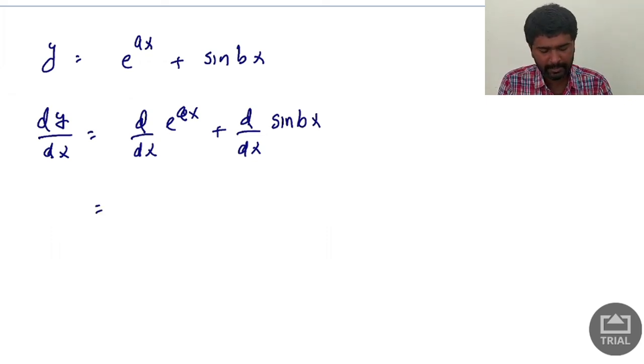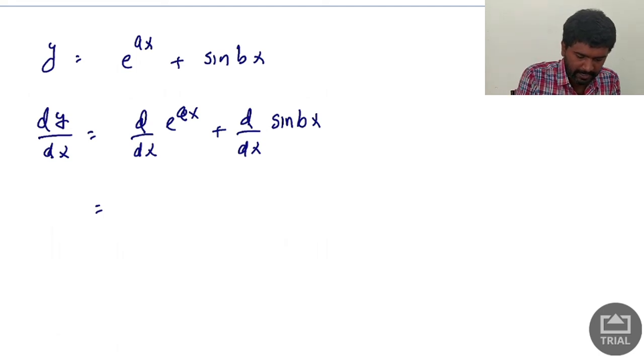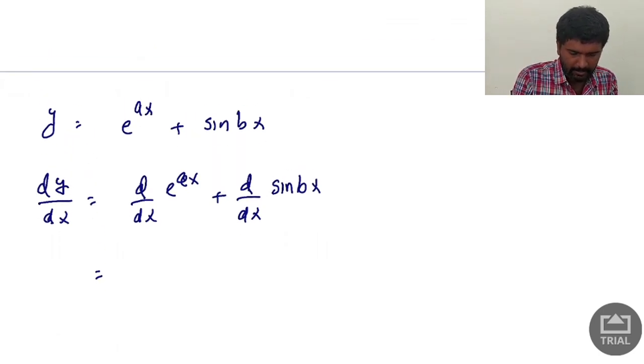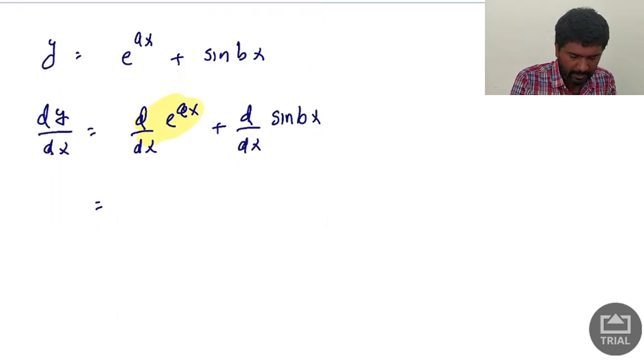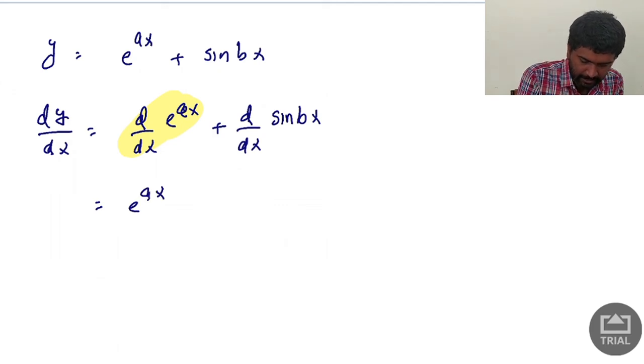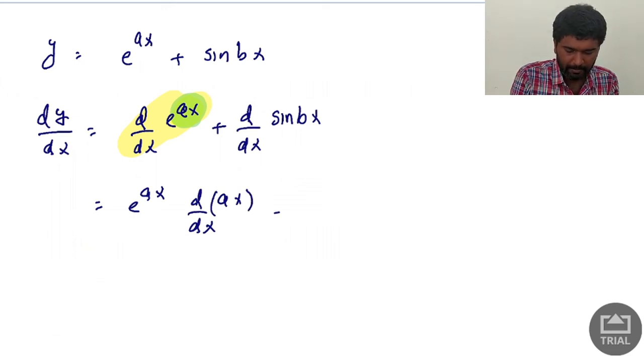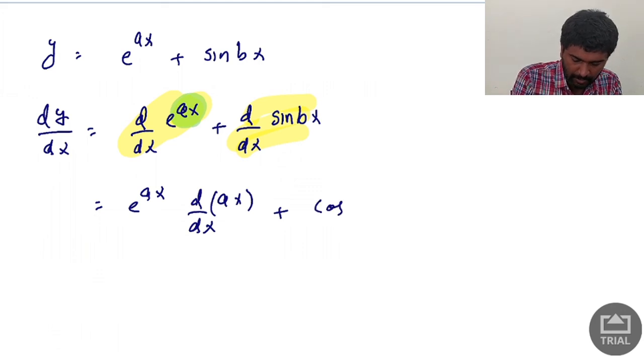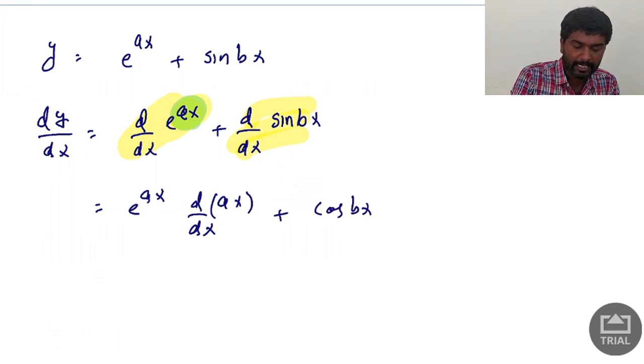Now d by dx of e power x is e power x. Then you have to differentiate once again that x with respect to x. So d by dx of e power ax is e power ax, then you have to differentiate once again whatever is there in this part, that is ax. And similarly d by dx of sin x is cos x. So let us write down cos, instead of x you have bx. Then we have to once again differentiate this part, that is d by dx of bx.